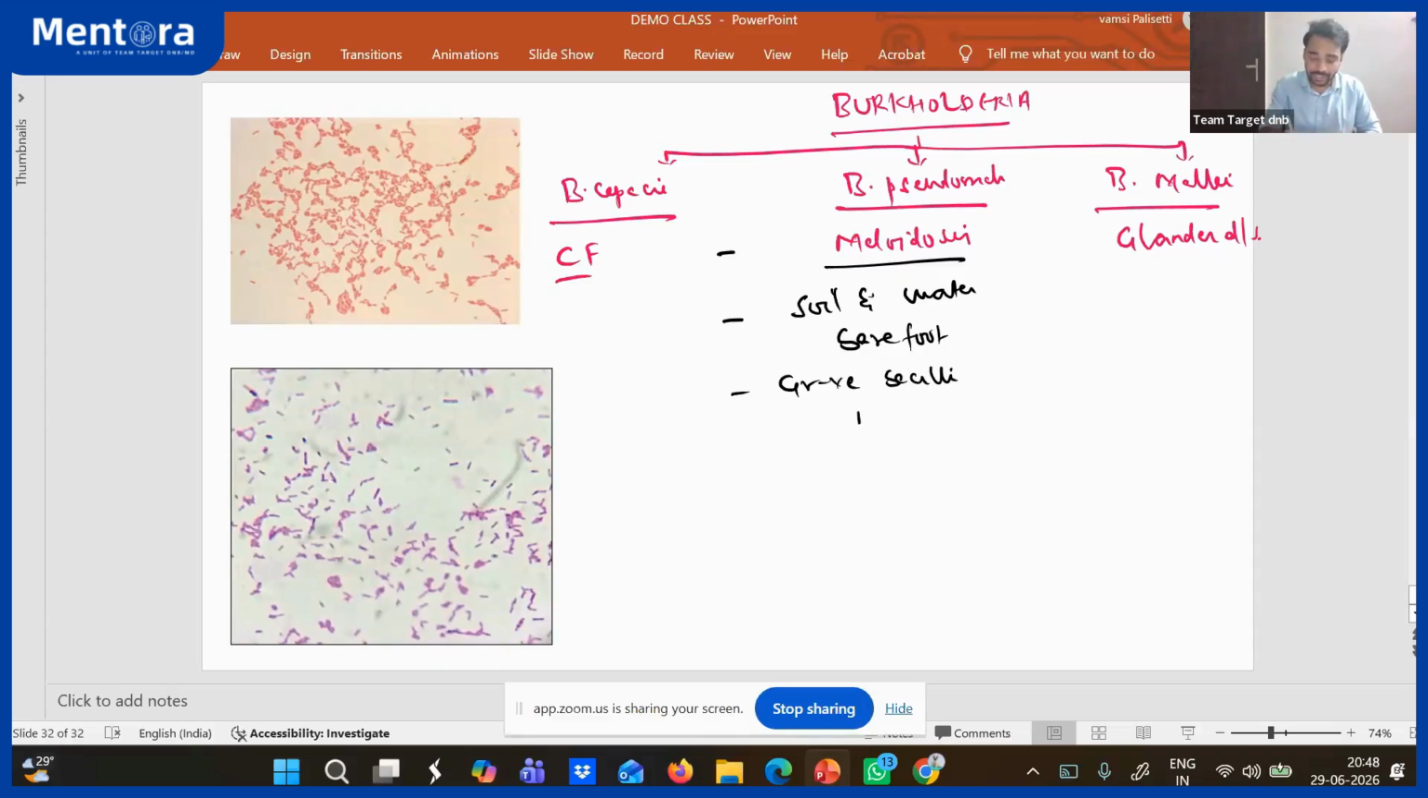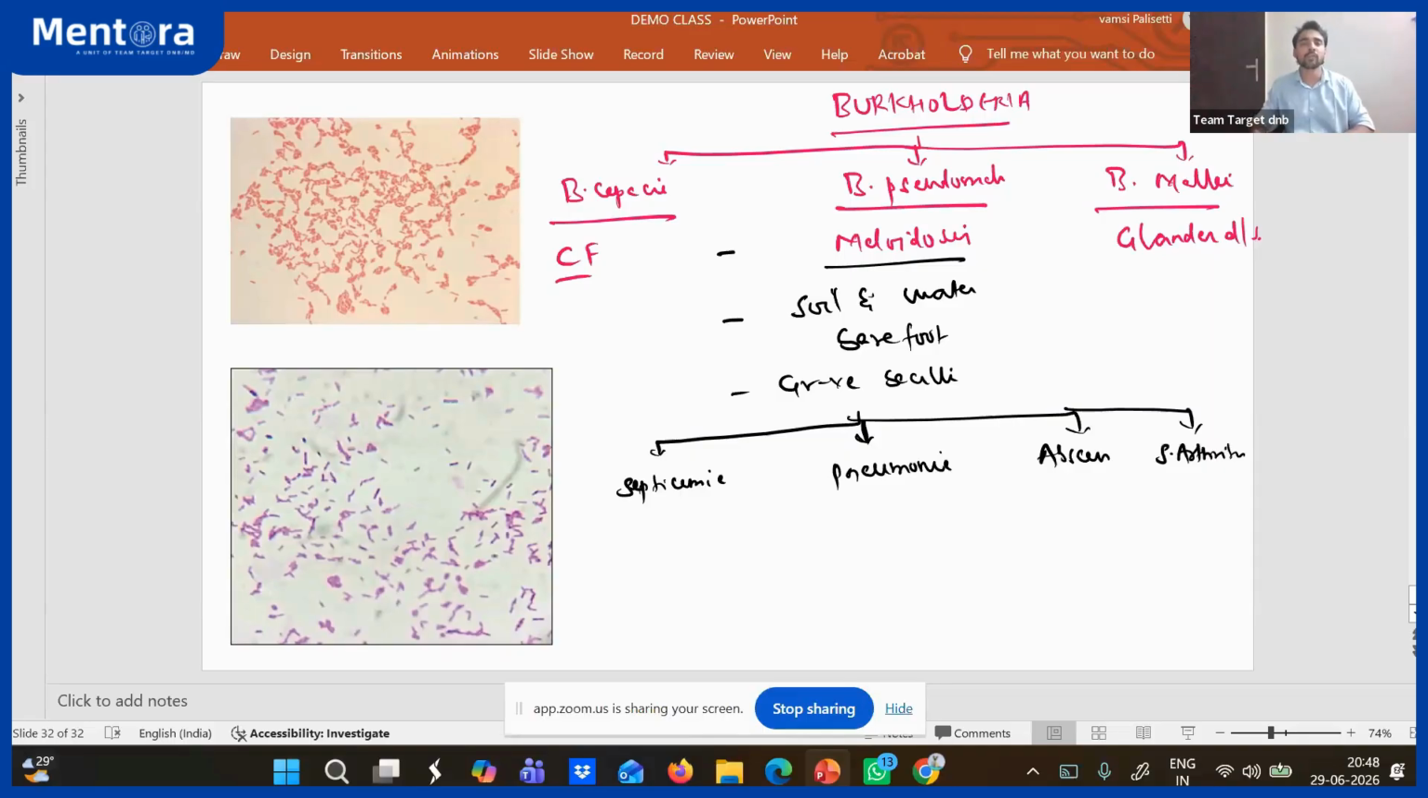Okay, it causes 3 diseases. One, it will cause septicemia. Whenever it enters into the body, it will cause disseminated septicemia. Second, it will cause pneumonia. This pneumonia is acute or chronic, usually presenting like TB, tuberculosis. And other is very, very important, multiple abscess. Say a patient has liver abscess, splenic abscess, prostatic abscess, and other is septic arthritis. These are the 4 different presentations of Burkholderia pseudomallei.